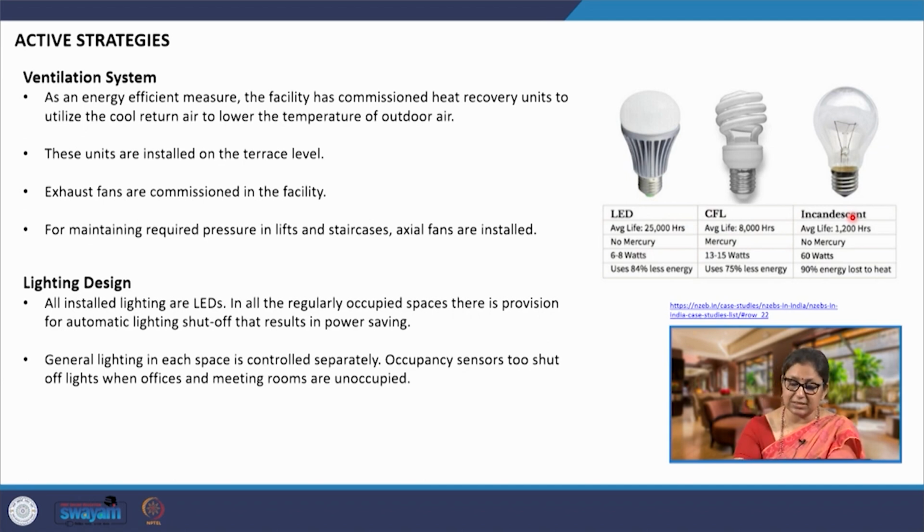Coming to lighting design, again LEDs have been provided in the entire office building. But before coming to artificial lighting design and choosing LEDs, the building has been designed so that more than 75% of the total habitable areas are daylit.